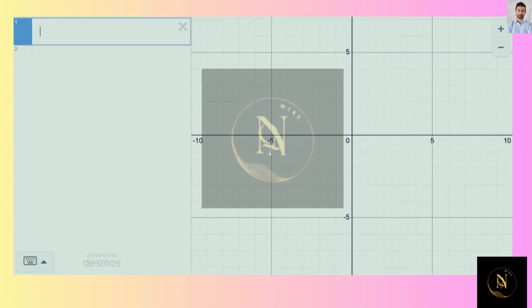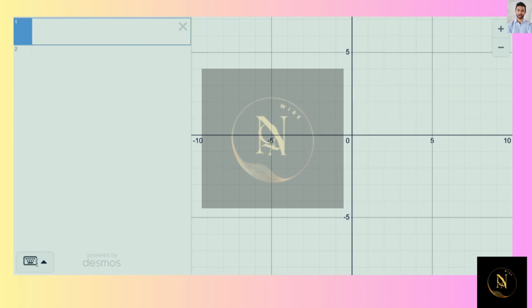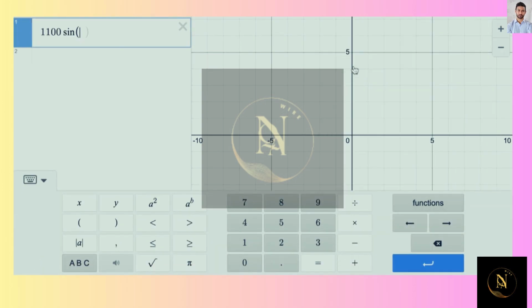Make sure your calculator is in degree mode, and it's 1100 sine 40 over sine 120, and that's 816.45.